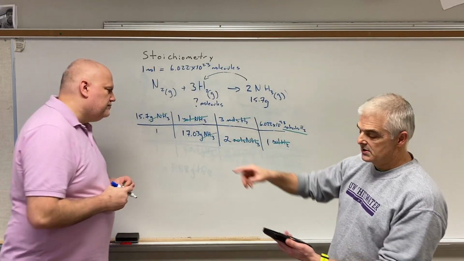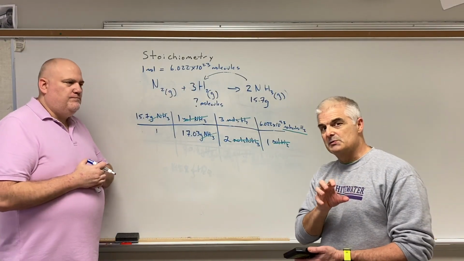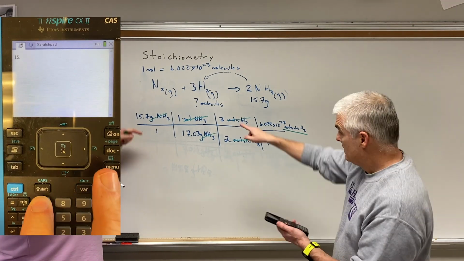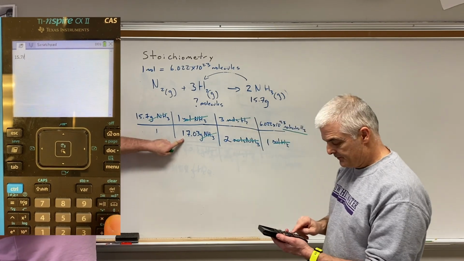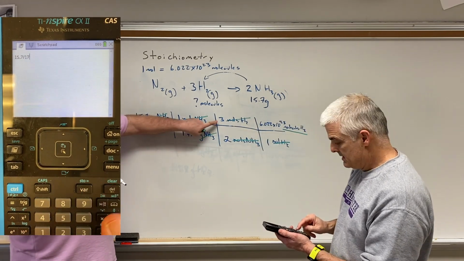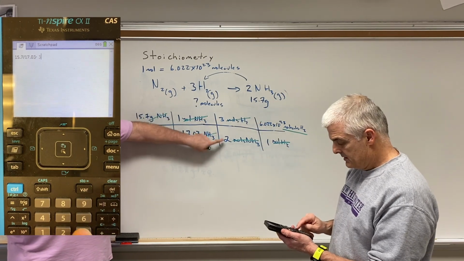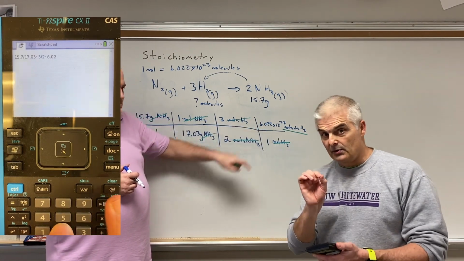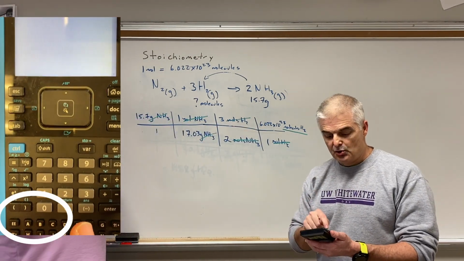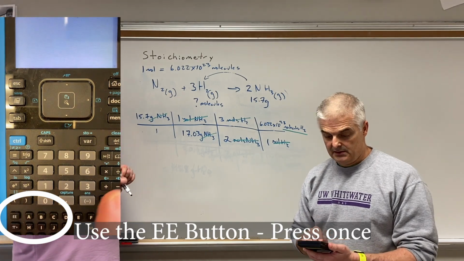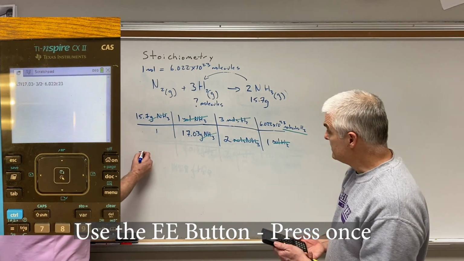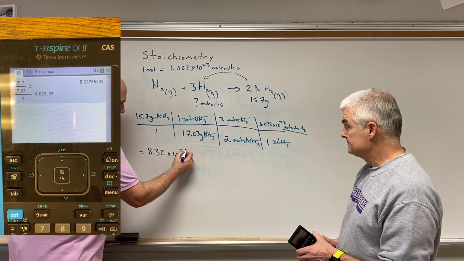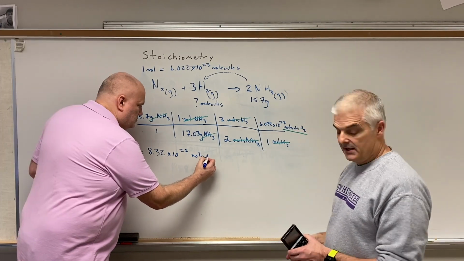Now, how do we do this in your calculator? Follow along with your calculator. I'm going to type in 15.7, divided by 17.03, times 3, divided by 2, times 6.022. Now, careful, careful, careful. I do not say times 10. I push the double E button, 23. And I get the number 8.32 times 10 to the 23rd. And that will be molecules H2.